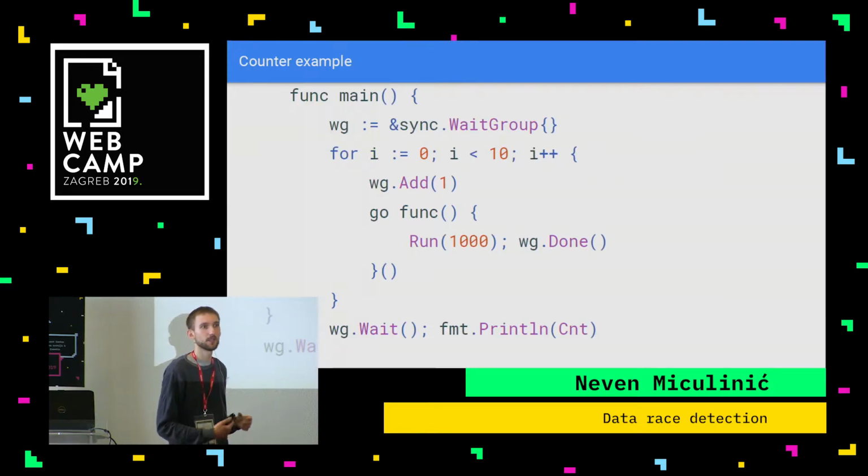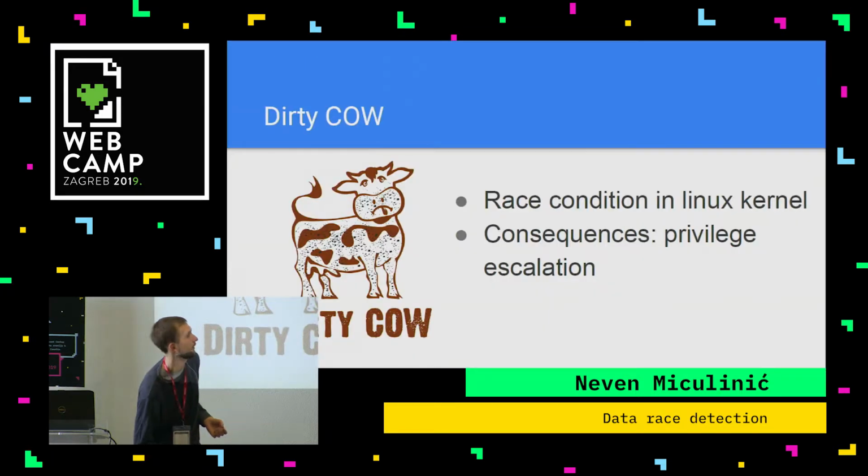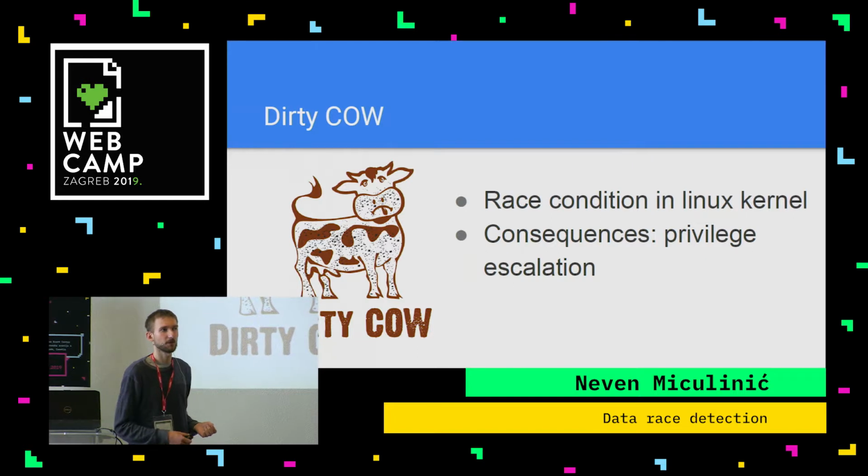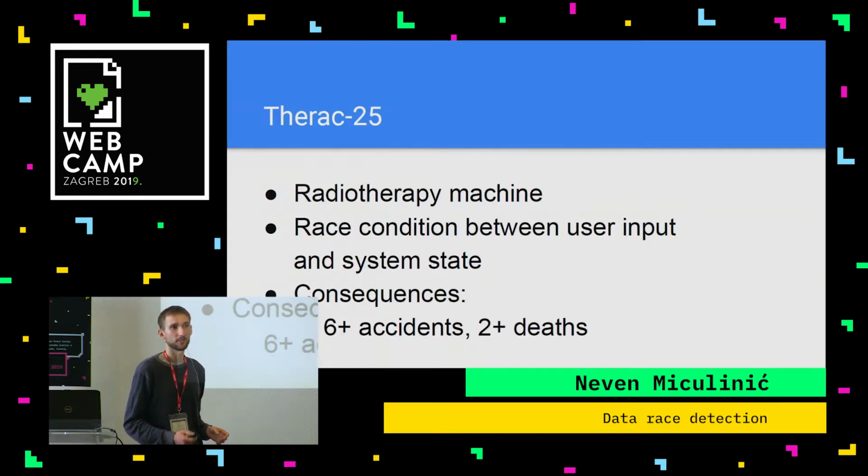Now I want to show you some real-world consequences of data races in the wild. First one is called Dirty COW. It's a pretty famous Linux kernel exploit from a few years ago. And for consequences, an unprivileged user can gain root access to your machine. Other one is even deadlier.